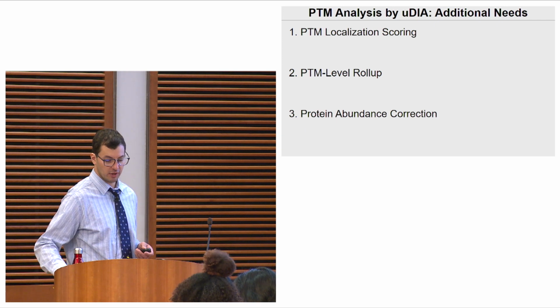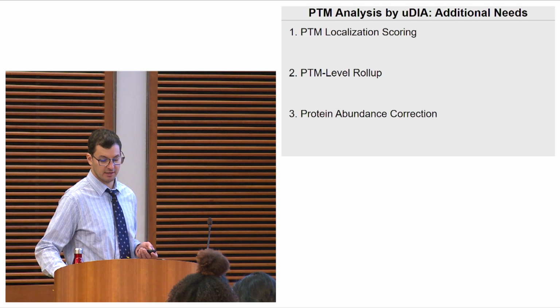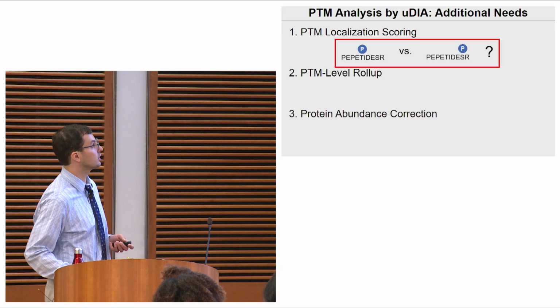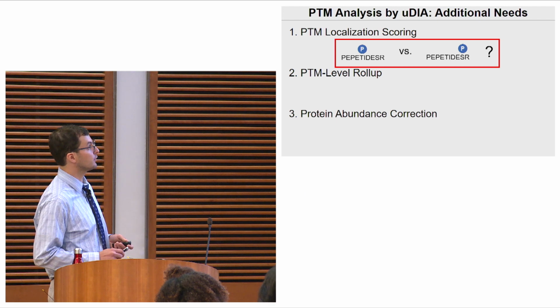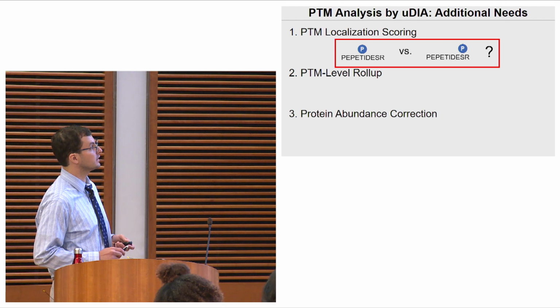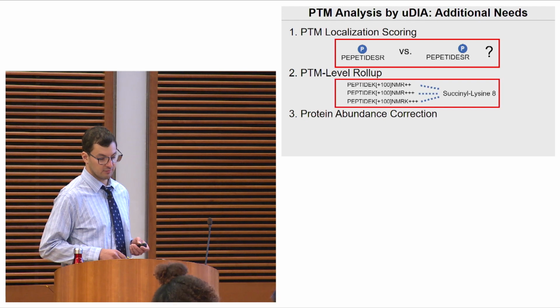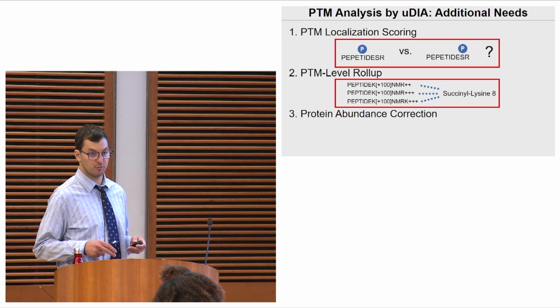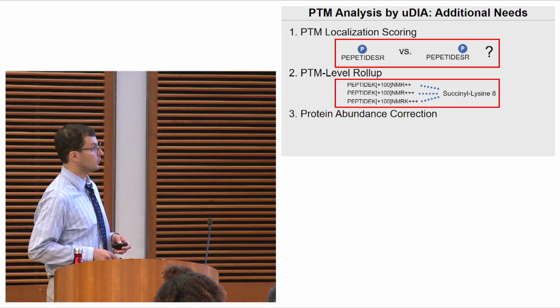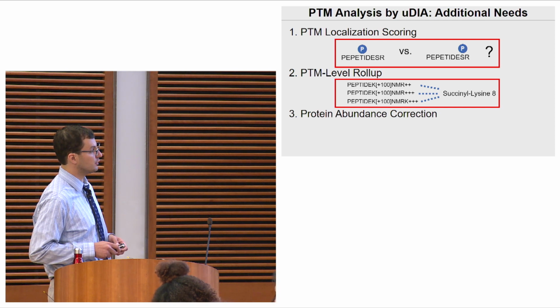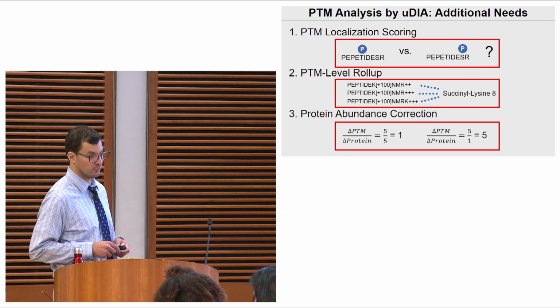Now, although DI Umpire works well for protein-level identification and quantification, PTM analysis has additional requirements. For example, we need some way to assign a score that we've correctly localized our PTM on our peptide. So in this example, there's a phosphorylation we know, but we don't know if it's at this T or this S, and we want to assign a score to which one we think is correct. We also would like to have a way to roll up multiple measurements of the same PTM into a site-level measurement. So in this example, we found two charge states of this peptide containing the same modification. We also found a miscleavage of this peptide. So we want to combine these three different measurements into just one site-level measurement.